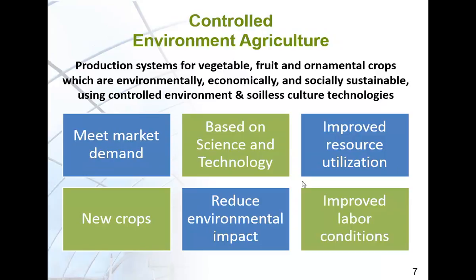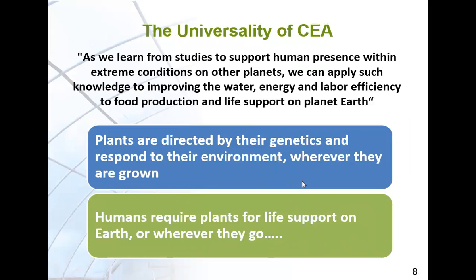What can a controlled environment greenhouse do? It can provide crops to meet a market demand. It can develop new crops for new markets. It should be based on science and engineering technology to be the most efficient, to improve resource utilization, and to reduce environmental impacts. In the process, improve labor conditions compared to field production.